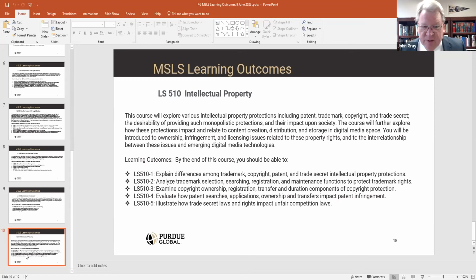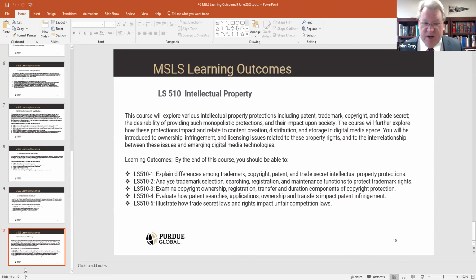We'll look at the desirability of providing protections that are like a limited, for some amount of time, monopoly to using certain works, inventions in the case of patents, written works or music in the case of copyrights. And we'll also look at contemporary issues involving creation, distribution, and storage in digital media space that we find so prominent today. You'll be able to then have an introduction to ownership, infringement, and licensing issues related to these property rights and to the interrelationship between these issues and emerging digital media technologies.